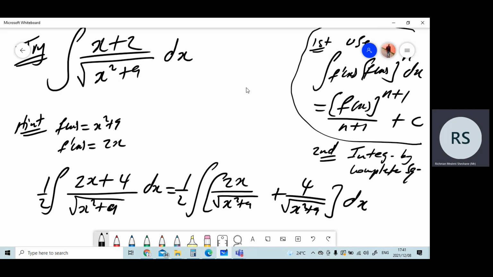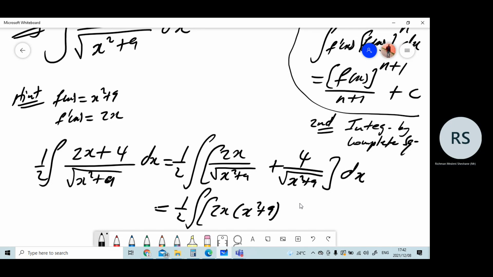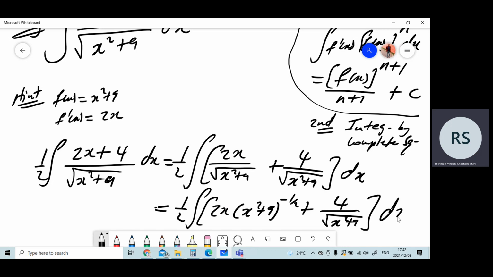So to integrate the first term, just take the denominator to the numerator. It's to the power of minus half. And second term, we have a constant over a square root of a quadratic. It's integration by completing the square. So I just gave you a hint here. You'll be able to integrate this.